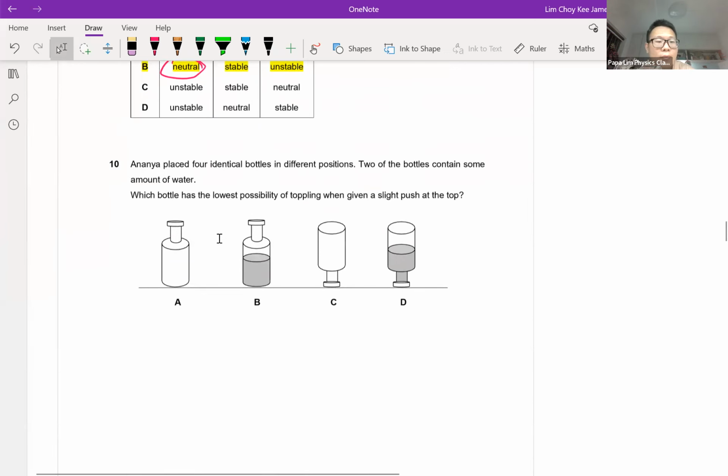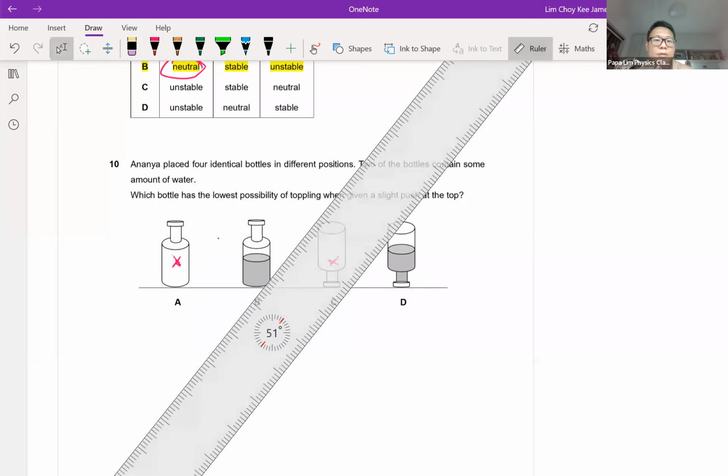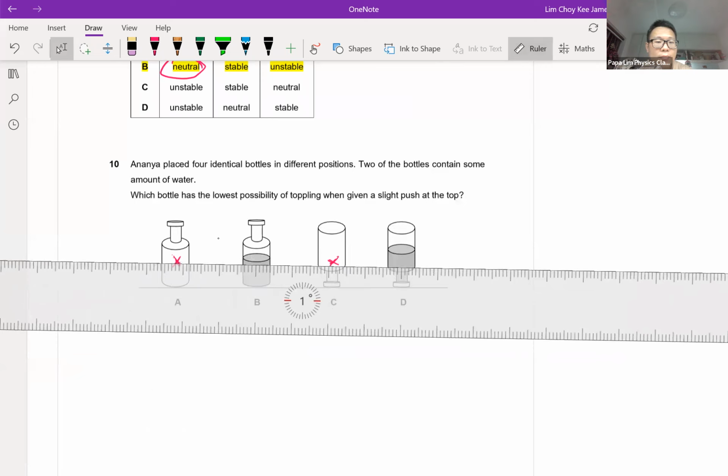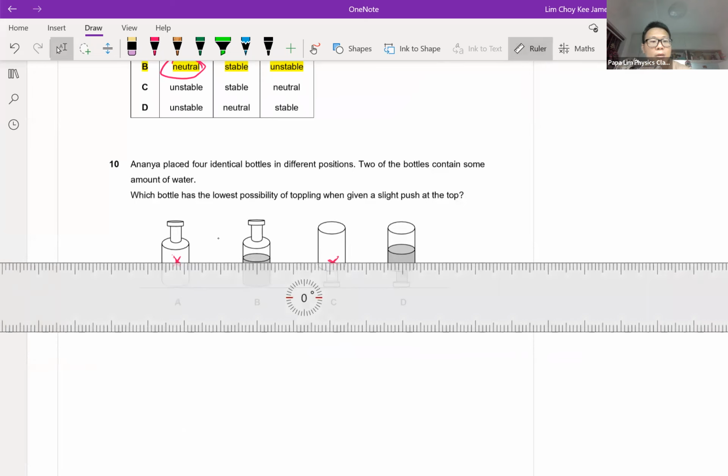For example, if the object is an empty object, the CG will be somewhere here. Likewise, it will be somewhere here for this one. For B, the common thing I see is students choosing B or C, A or B. So how do I derive the answer to be B? It is because when the object is originally empty, the CG is here along this line.